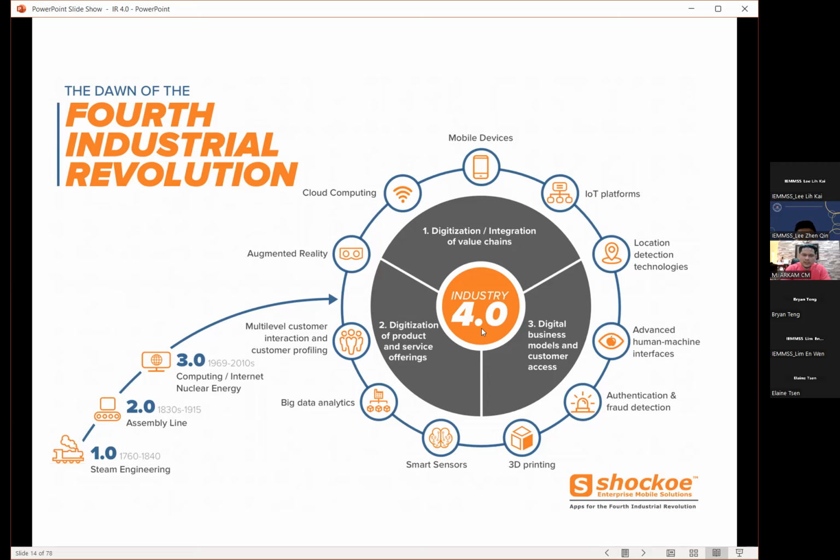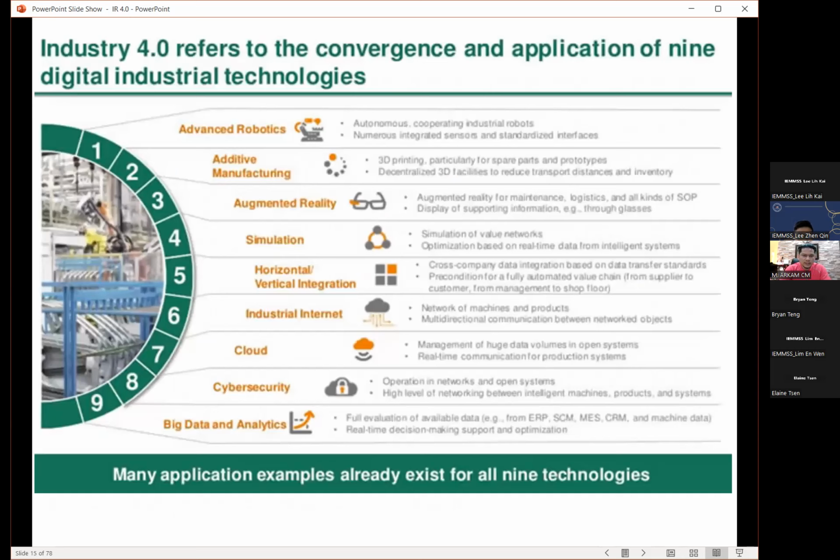So these are again the fourth industrial revolution elements. And convergence and application of 9 digital industrial technologies. Again, whether the reference says 7, 8, 9, or even 10 doesn't matter. What we need to understand is the fundamentals of IR 4.0. We talk about robotics, additive manufacturing, AR simulation, horizontal vertical integration. We don't have that in the previous reference, but integration needs to be there.